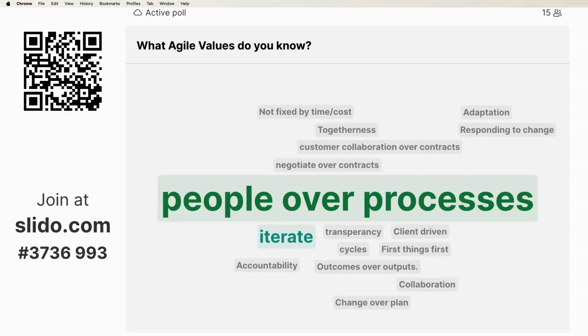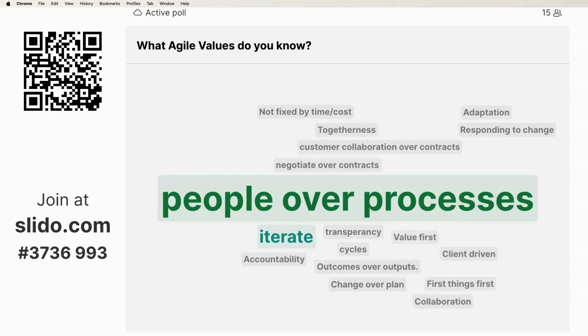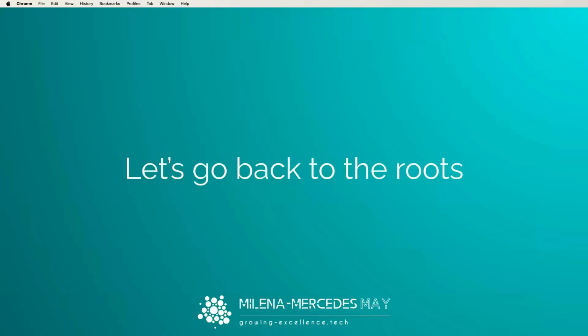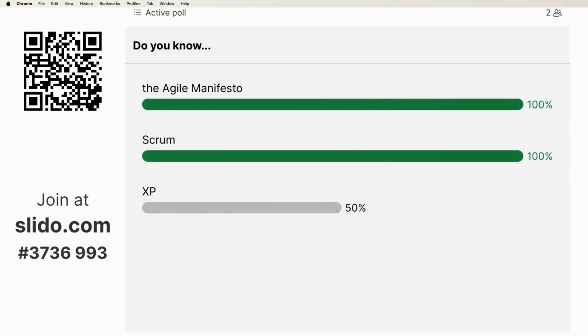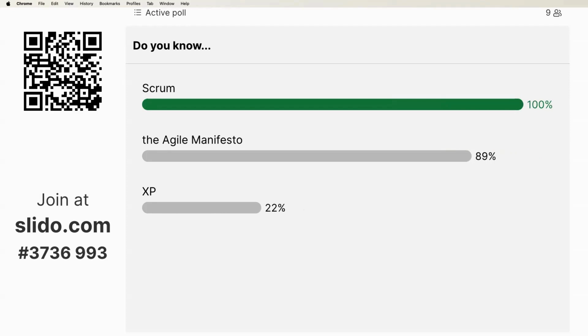Okay, now I know what I can build on. That's perfect. So let's go back to the roots. Some of you already mentioned something, and I would like to know from you, who of you knows the Agile Manifesto? Who of you knows XP? And who of you knows Scrum? I'm very excited to see how deep into the roots of Agile you are. No blame here. I'm just trying to understand my audience.